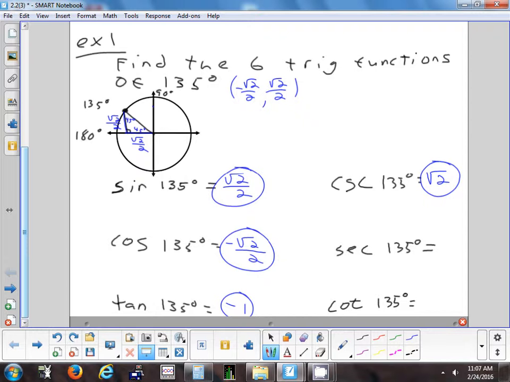Yeah, it's the same as the sine, and sine and cosine are the same except for the sign. So secant and cosecant are the same except for the sign. Negative root 2. And lastly, what do you get if you flip negative 1? Negative 1.